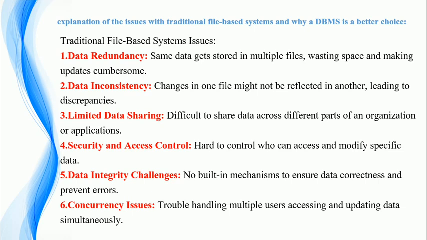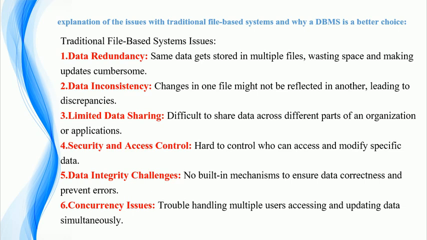First, data redundancy. The same data gets stored in multiple files, wasting space and making updates cumbersome. If you create multiple files on the desktop, in C drive and D drive, and store a similar copy in D drive and C drive, it is called redundancy. It means one thing exists in different places.